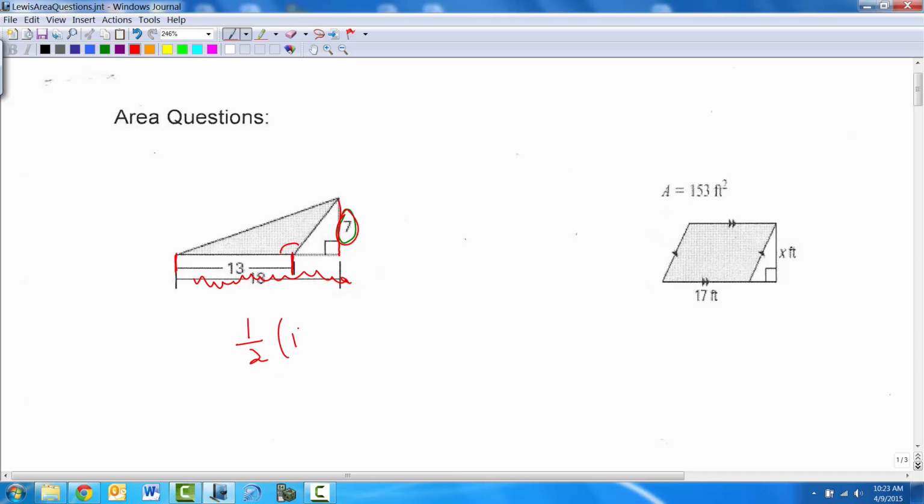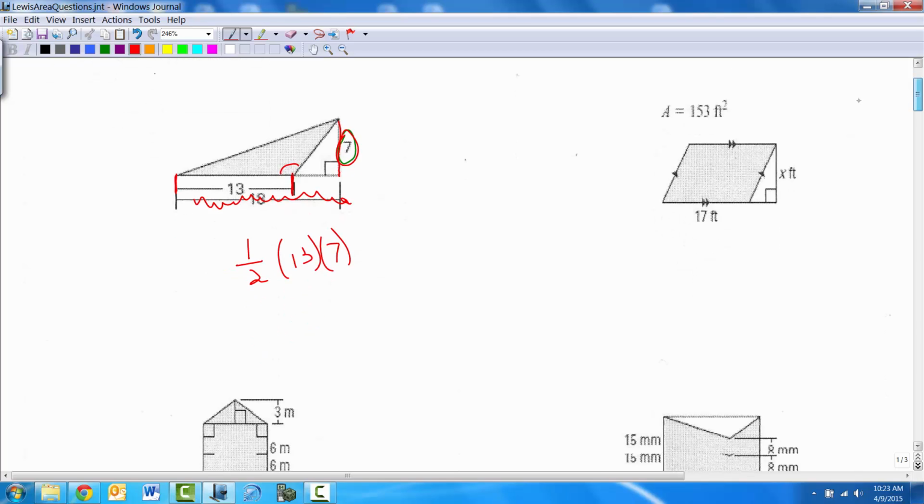So this is half 13 times 7. So be aware of how that looks. And then be aware of questions like this. This isn't find the area, this is find x. So how do you find x? Well, this is a parallelogram. A parallelogram is base times height equals area.